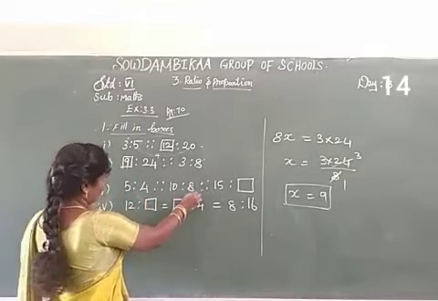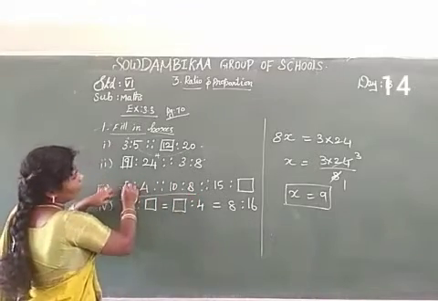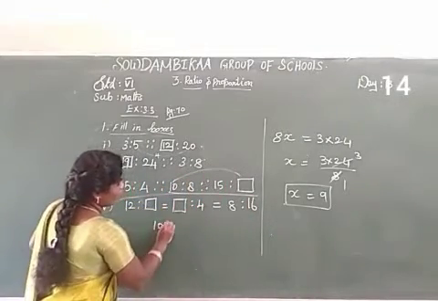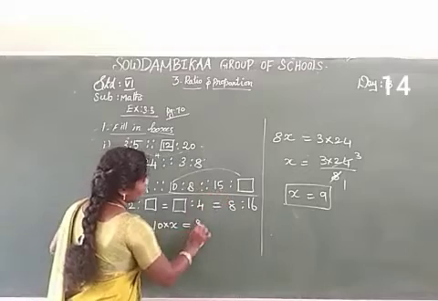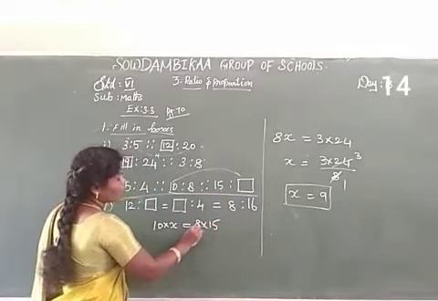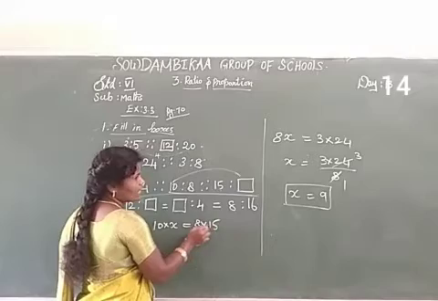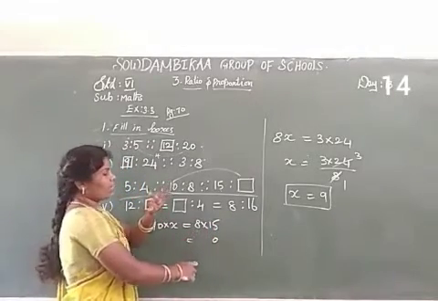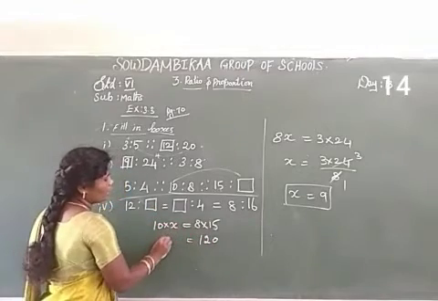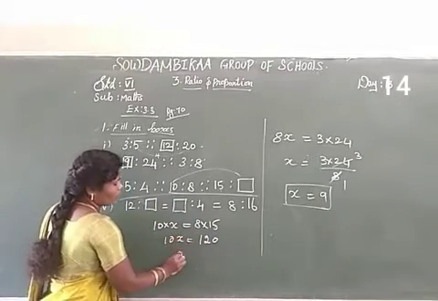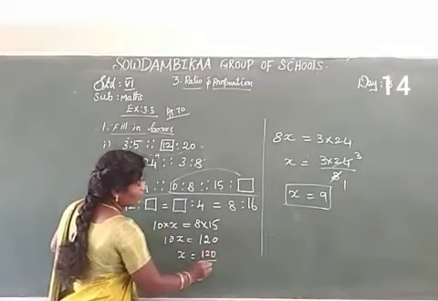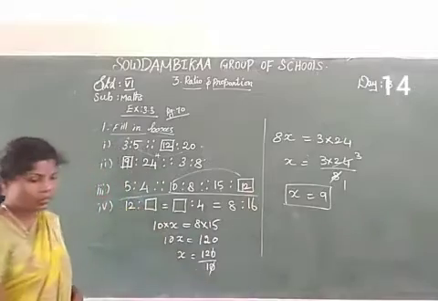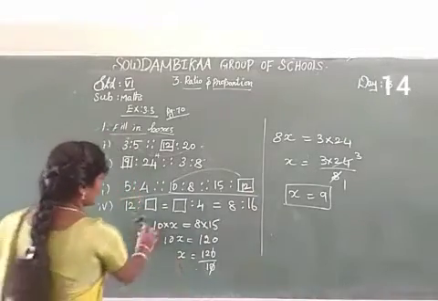Next, take 10 into x and 8 into 15. 8 15s are how much? 5 8s are 40, write 0, remaining 4. 1 8 is 8, 8 and 4 is 12, so 120. 10 into x is 10x. Keep x only on this side: 120 divided by 10, the zeros cancel. The answer is 12. Next, the last sum.